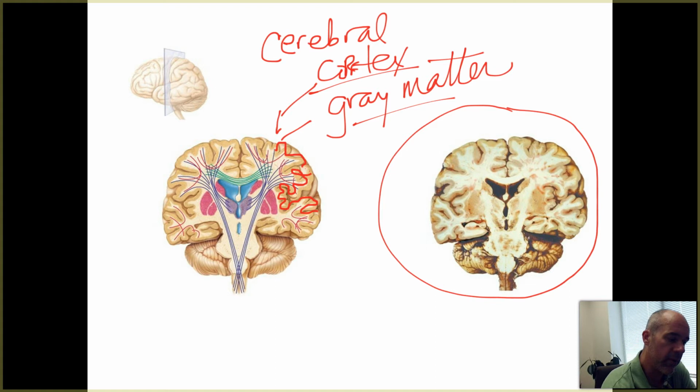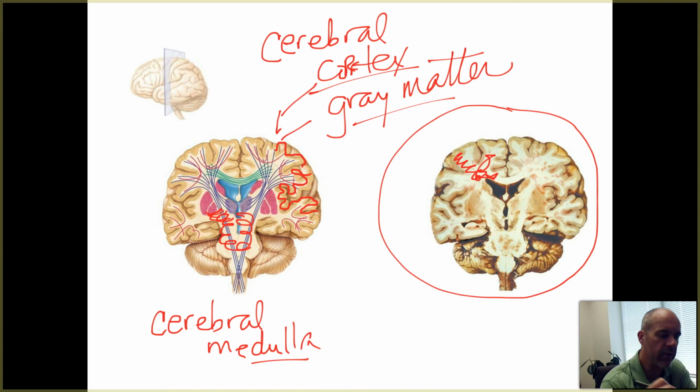Now, if you notice deeper inside the brain, notice that a lot of the tissues are whitish in color, and that's true over here as well on the picture of the actual brain. And those deeper areas are called the cerebral medulla. You guys are going to hear cortex and medulla more than once in your A&P classes. So there are glands that have a cortex and a medulla, and the cortex is going to be the more superficial areas. The medulla will be the interior, deeper, central areas. So you'll hear those terms used more than once.